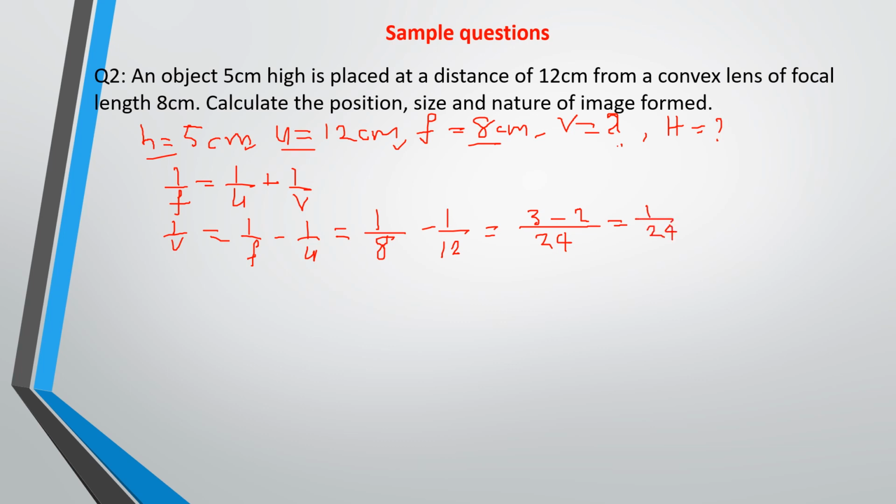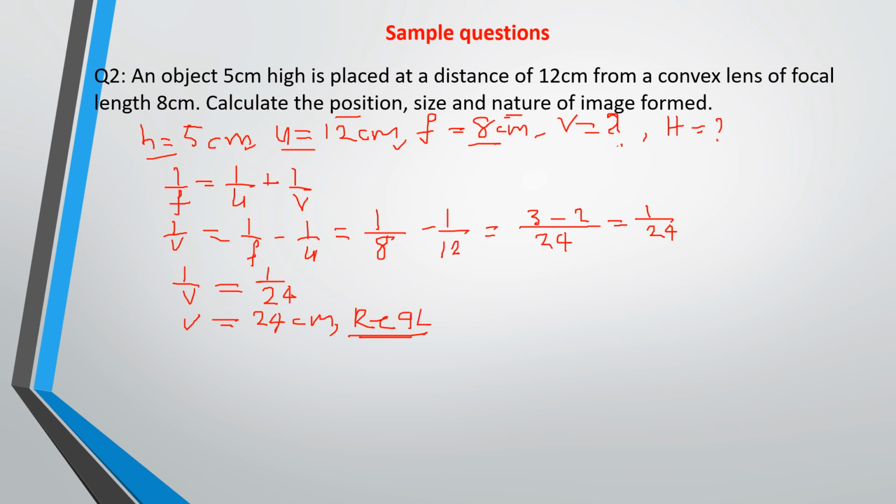Alright, so from here, 1 over v is equal to 1 over 24, and v is equal to 24 centimeters. Now, because the image distance is positive, the nature of the image is that the image is a real image. The image is real. That is the nature of the image. So we have gotten the position of the image, we have gotten the nature. Remaining is the height of the image.